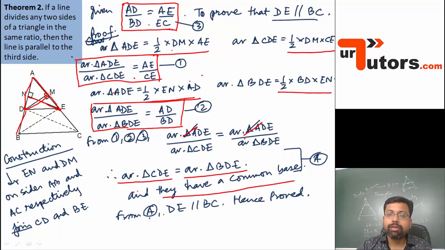We also see that both these triangles CDE and BDE have a common base. So if two triangles share a common base and their areas are equal, then DE is going to be parallel to BC. That is, these two triangles are going to lie between two parallel lines, and in this case, the two parallel lines are DE and BC. Hence, we have proved that DE is parallel to BC, which is the converse of Thales' theorem. Alright.